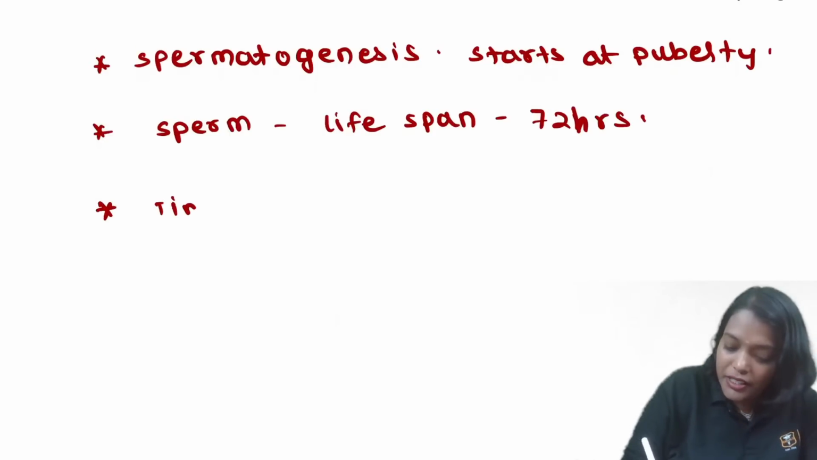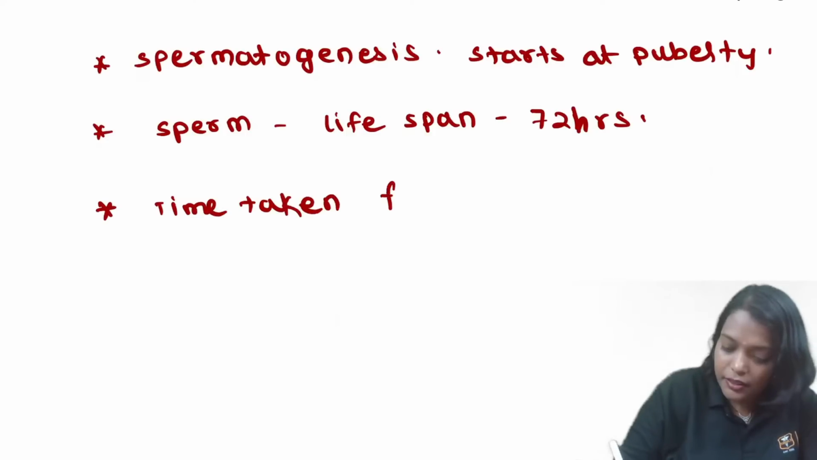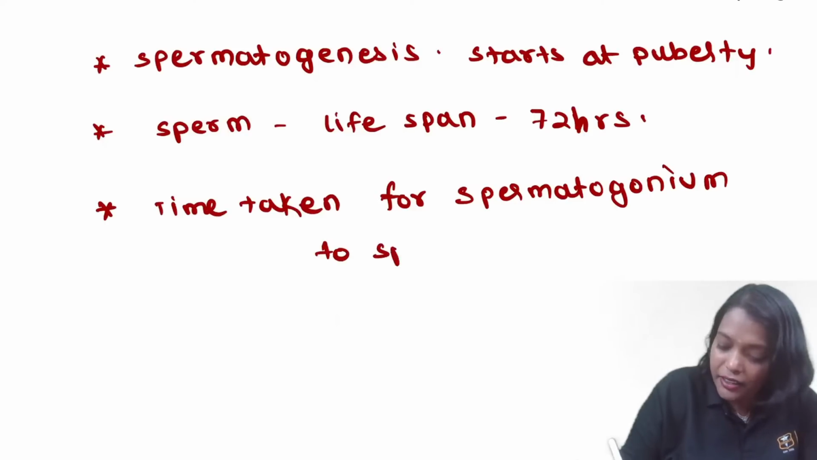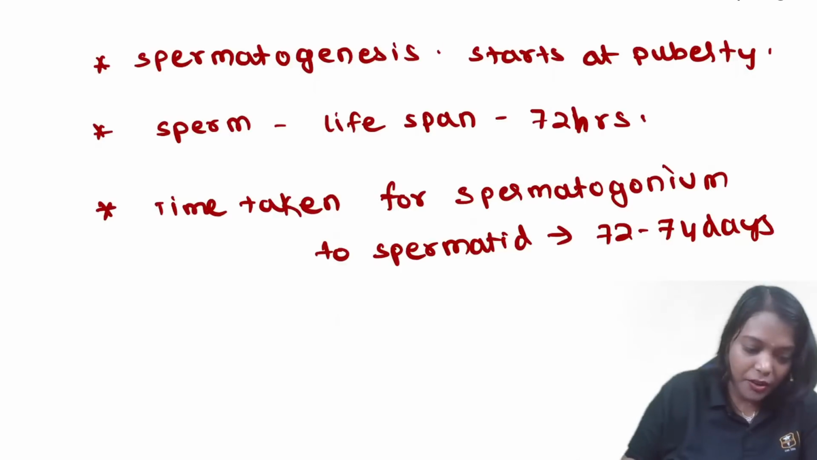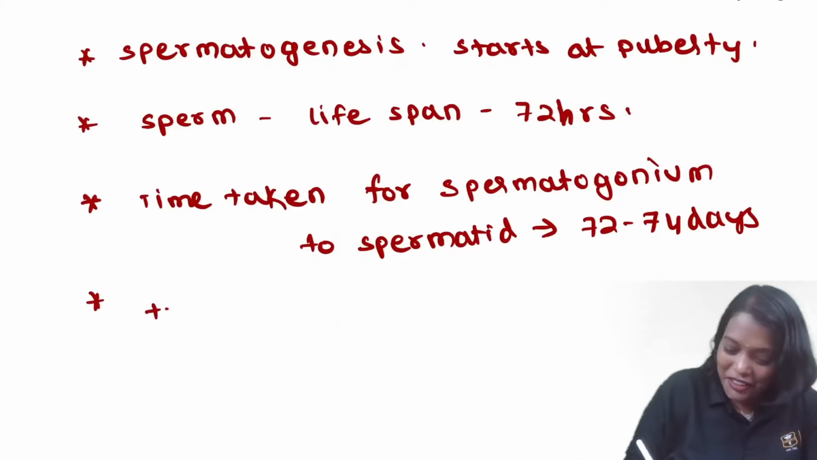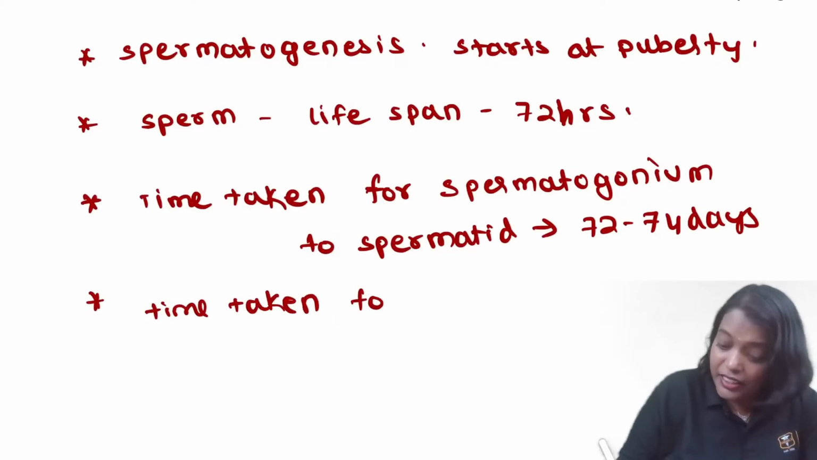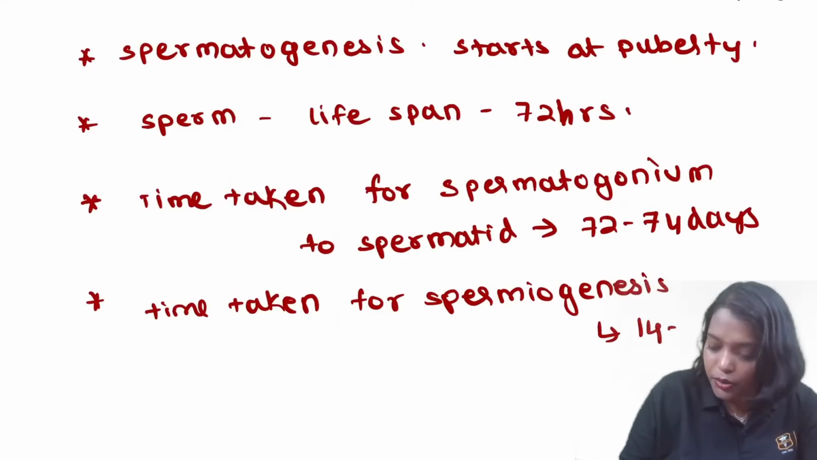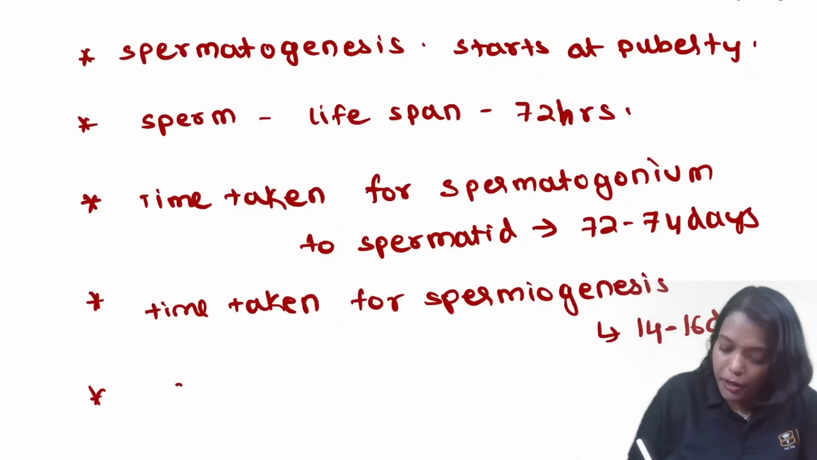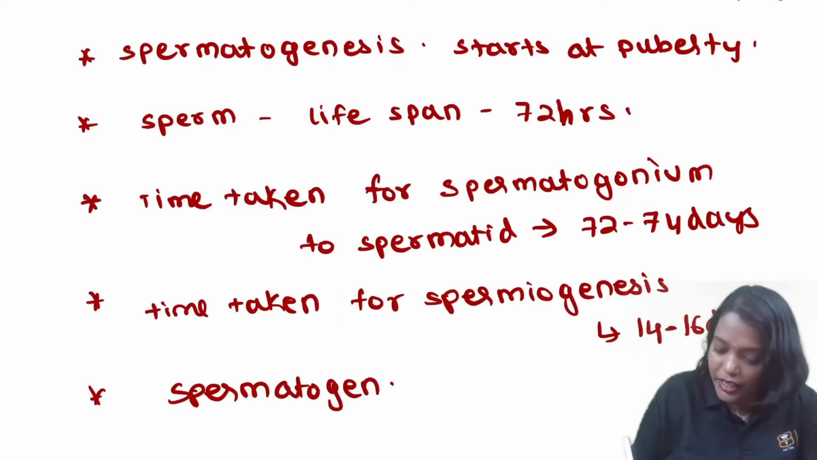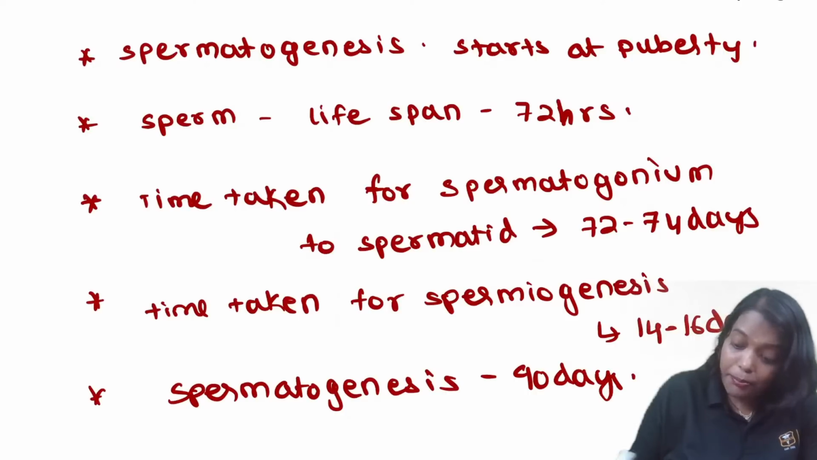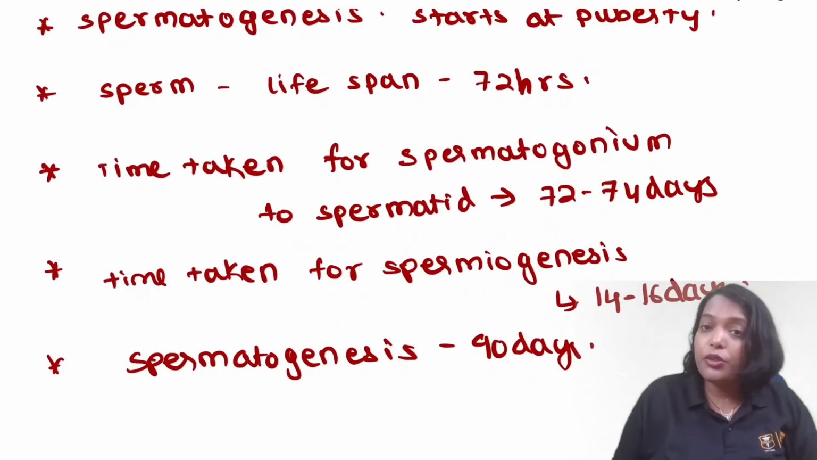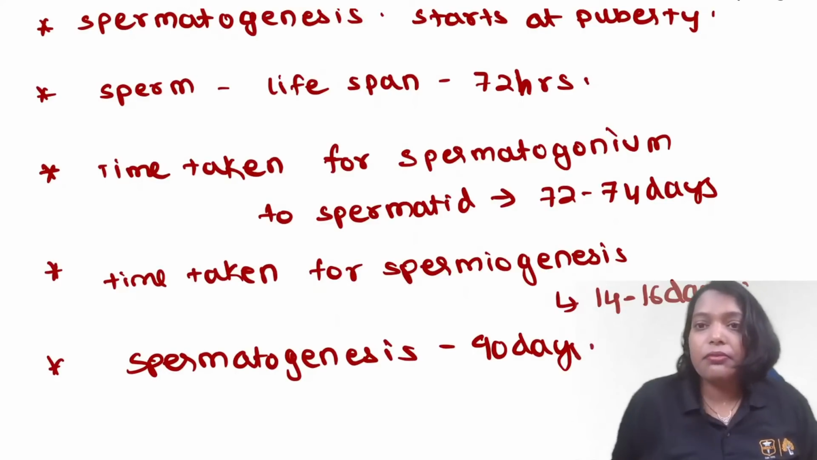The time taken for spermatogenesis: the time taken from spermatogonium to spermatid is 72 to 74 days. Everywhere it is like 72 here. The time taken for spermiogenesis is 14 to 16 days. So on the whole, how much time does spermatogenesis take? Spermatogenesis takes around 90 days. That is why post vasectomy, how long should we use additional contraceptives like a condom?